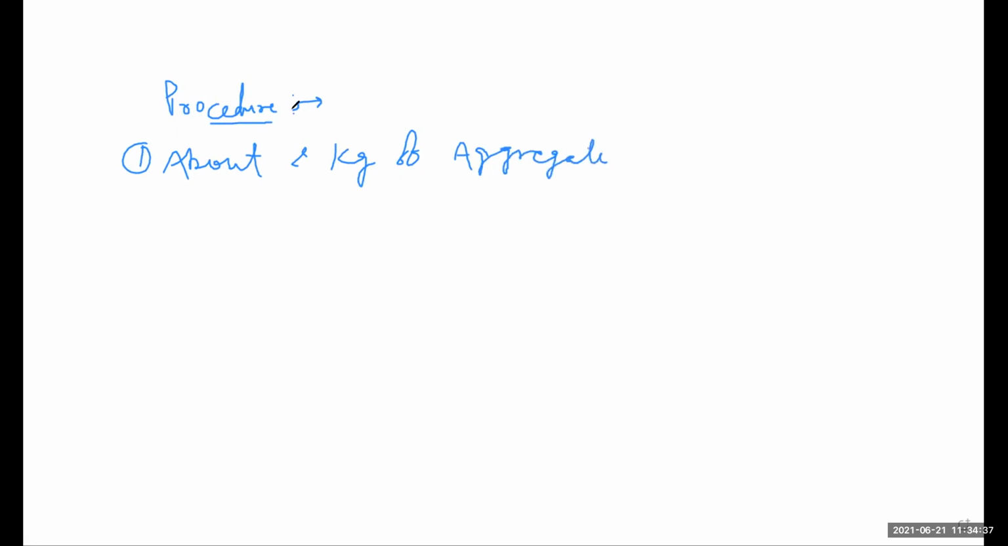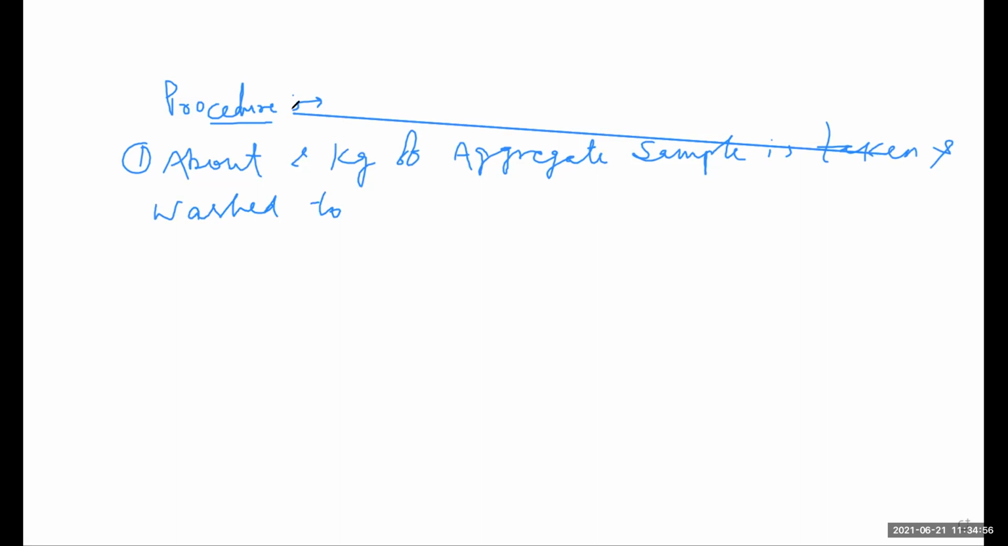So, procedure. The first point is about 2 kg of aggregate sample each, taken and washed to remove fineness.